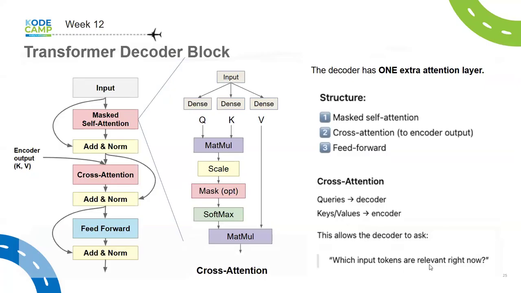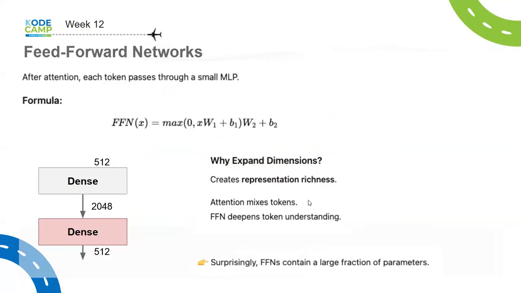So what this decoder does is it allows the decoder to check and ask which input tokens are relevant right now. It takes its own input and forms the query. Which one matters? What do I want to predict next? And it compares it with what it gets from the encoder.